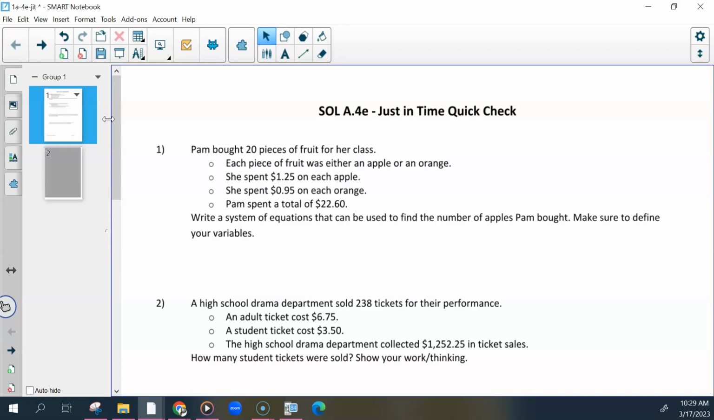There are many of you who have not done the ones that are due today. So make sure you get those done. Anyone want to do number 1? Some of you may have taken it a step further, but you only needed to write the system. You didn't need to solve that one.